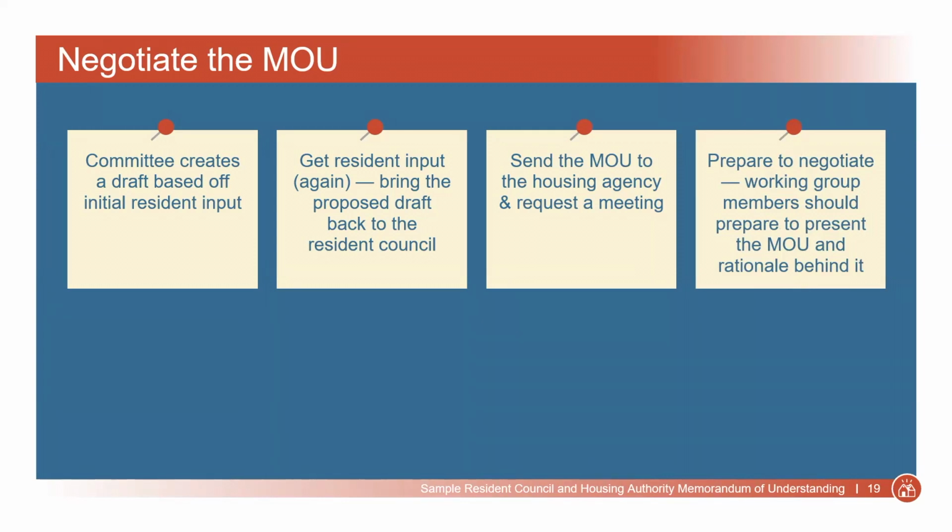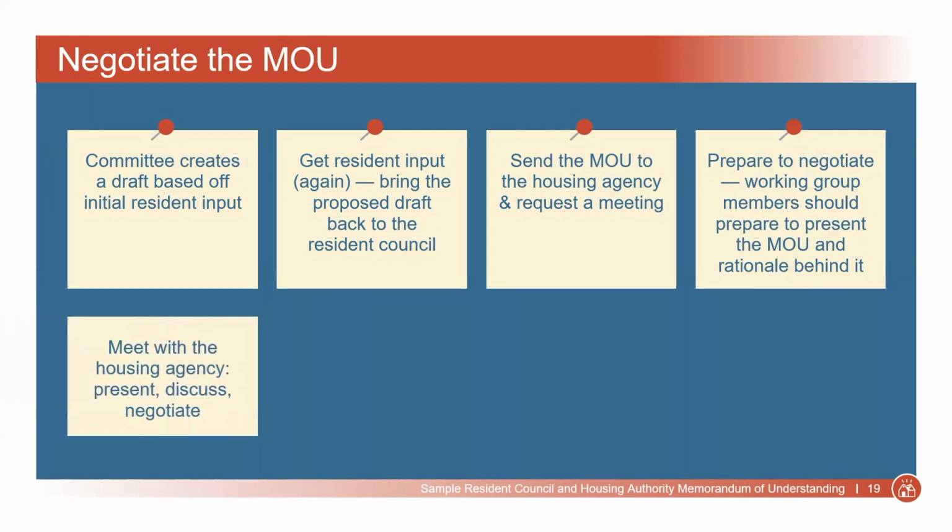Working group members should then prepare to meet with the housing agency. Invite a lawyer or tenant advocate to support you at the meeting, and think about what areas you would be willing to compromise on and which areas are not negotiable. At the meeting, working group members should present the MOU and rationale behind it to the PHA. One member should take notes.